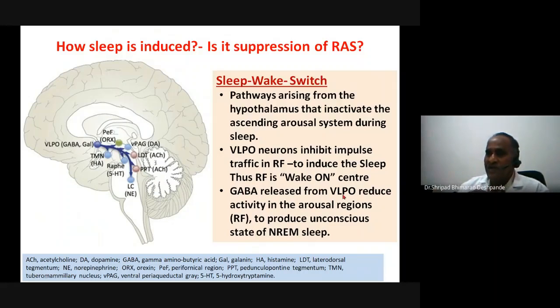Now, GABA released from the VLPO reduces the activity of the arousal areas to produce an unconscious state. That means from a conscious to an unconscious state, that is NREM sleep. So this is one proposal: the sleep-wake switch operated by the VLPO, inactivation of the arousal system.